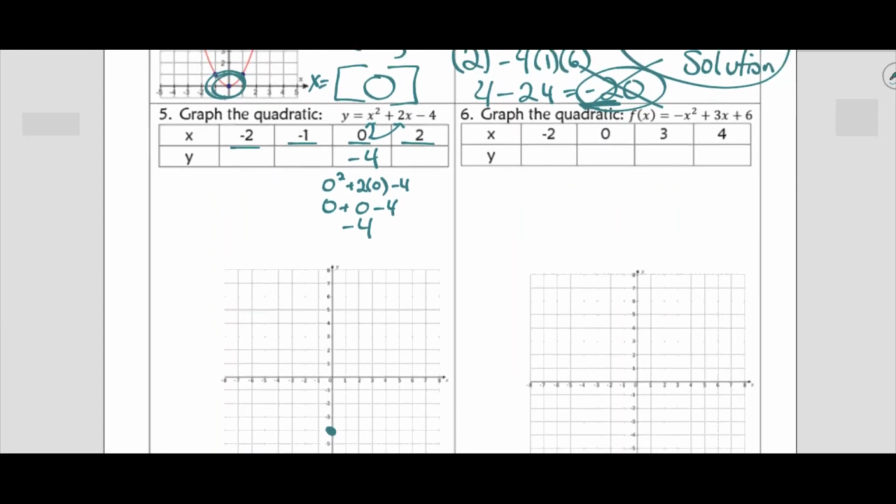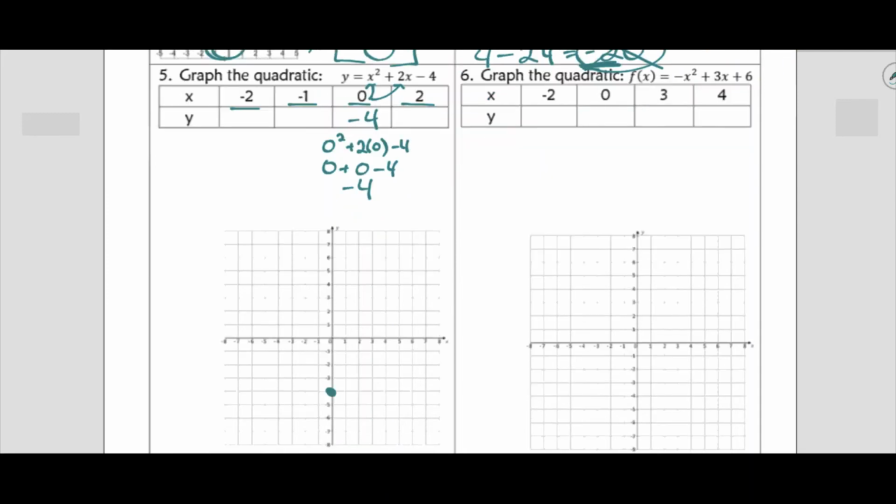Let's try plugging in that positive 2 next. So I'm plugging in 2 into those 2 x values. So I'm plugging in 2 for that, and for that, 2 squared is 4, 2 times 2 is 4, minus 4, 4 plus 4 is 8, minus 4 is 4. So 2, 4, is another point on that one. I'm going to keep going.